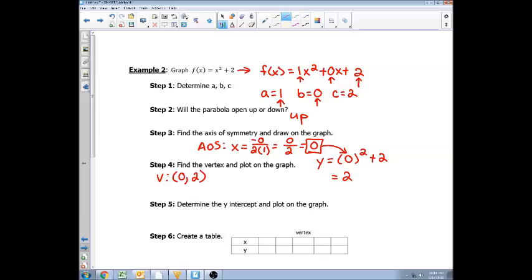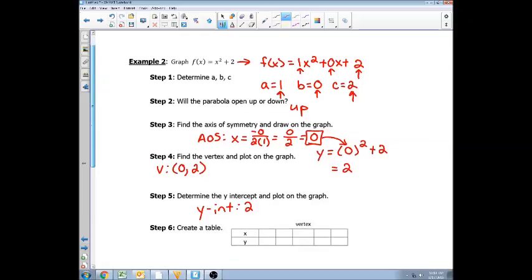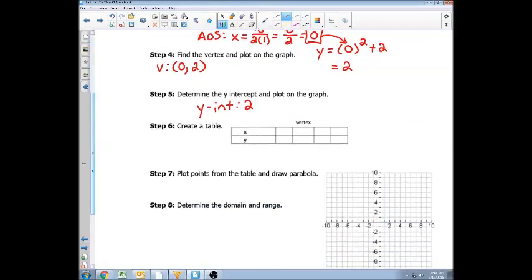Finally, we need to determine the y-intercept. Remember, the y-intercept is just my c value. So my y-intercept would be 2. Okay? And actually, when we write the y-intercept, I haven't done this yet, so please pay attention. When I write my y-intercept, I want to make it a point. So I need to have a coordinate. Okay? 2 will be the y coordinate.